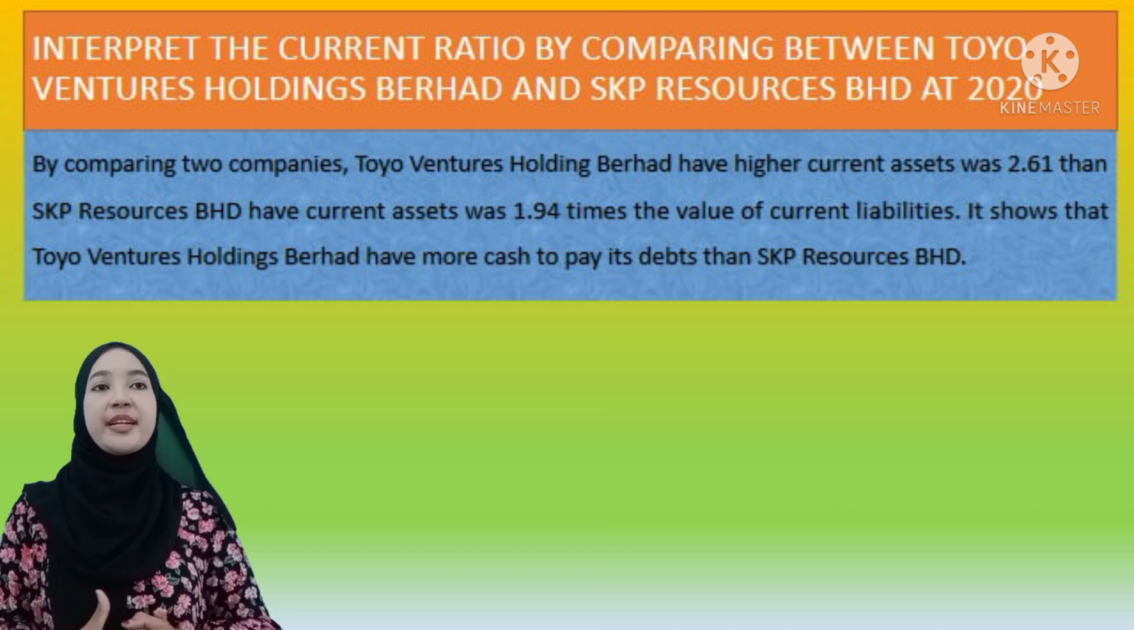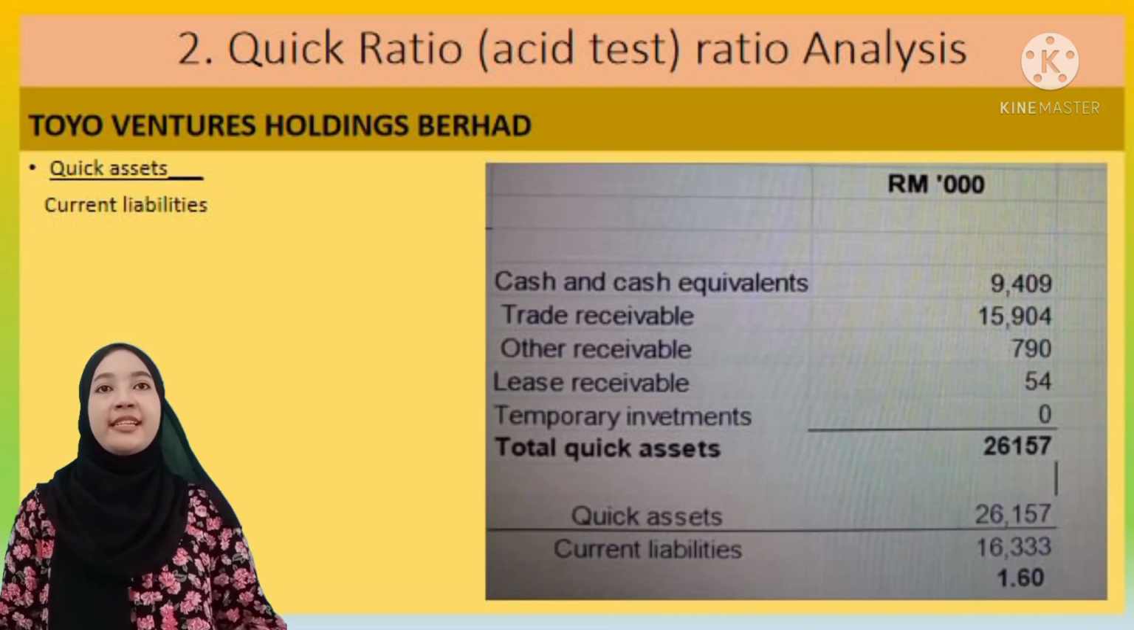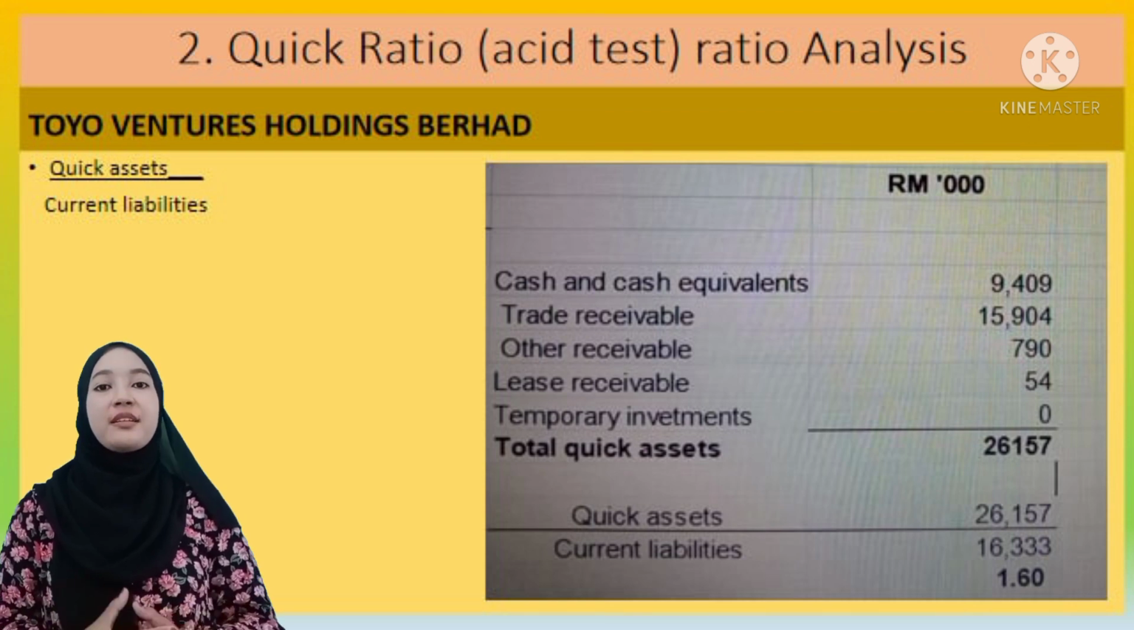Toyo Ventures Holding Berhad have higher current ratio, 2.61, than SKP Resources Berhad. It shows that Toyo Ventures Holding Berhad have more cash to pay its debts. Second, quick ratio or acid test ratio analysis. The formula is quick asset divided by current liabilities.